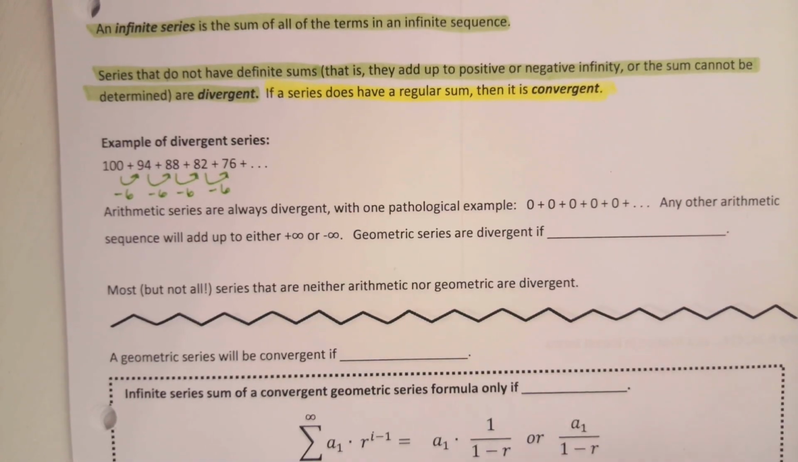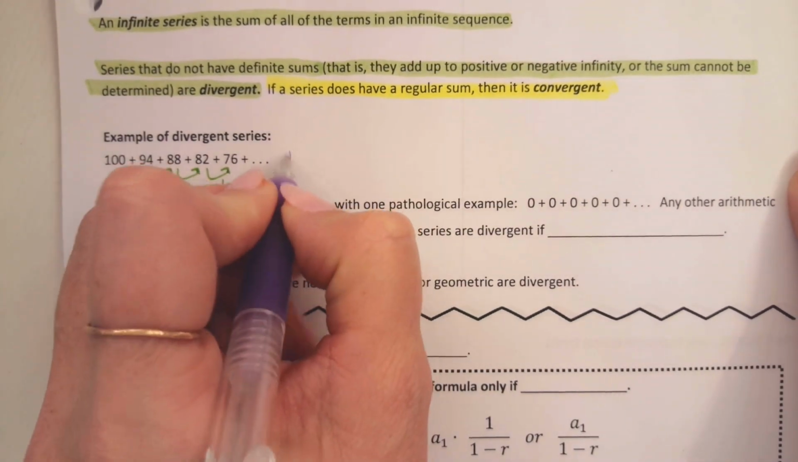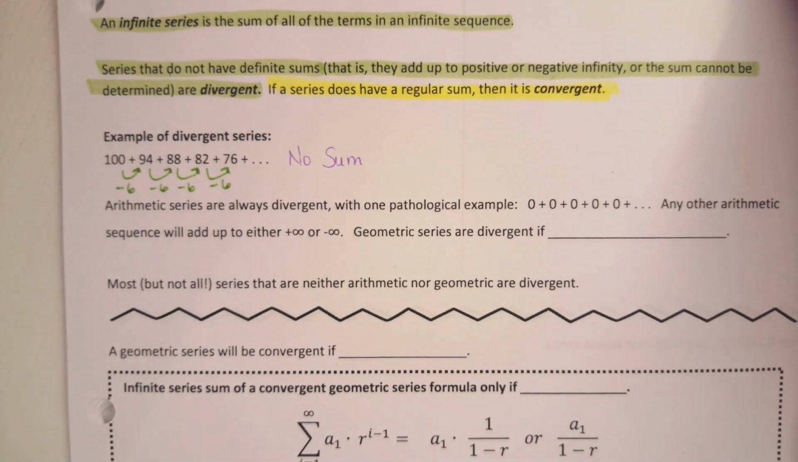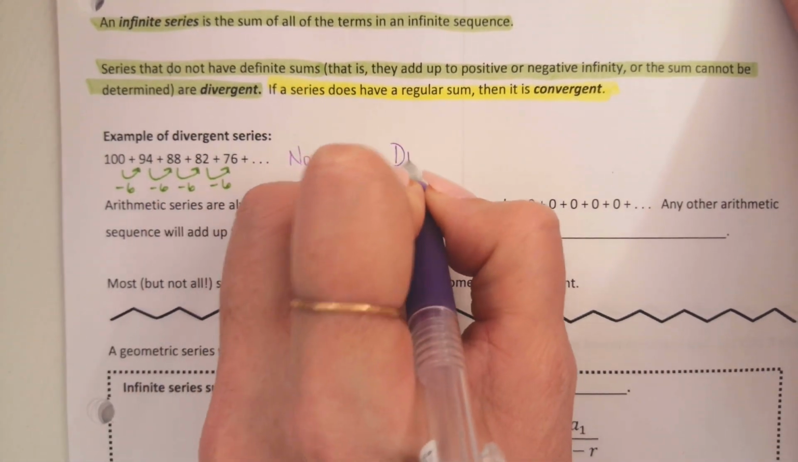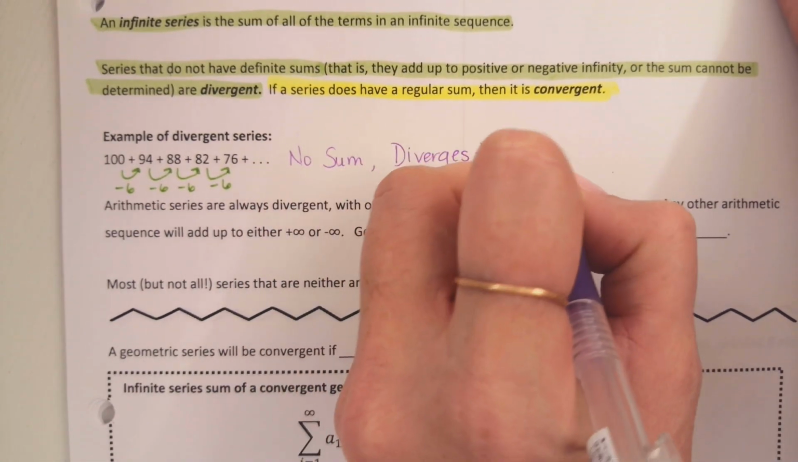You're going to hit negative infinity because it's just going to keep on getting smaller and smaller and smaller. So this one you could say no sum because it doesn't have an actual number that it adds up to, or you can say that it diverges to negative infinity.